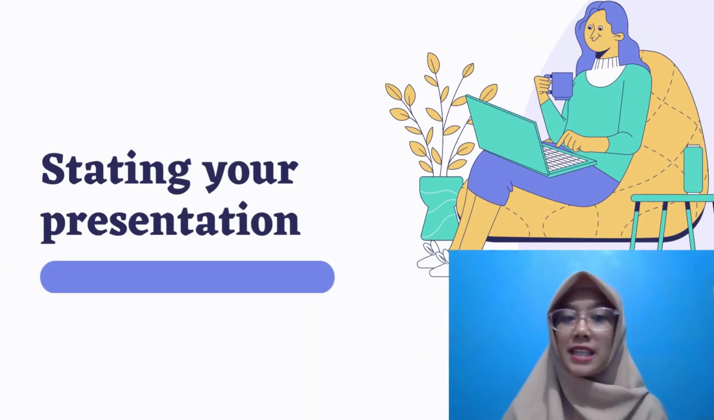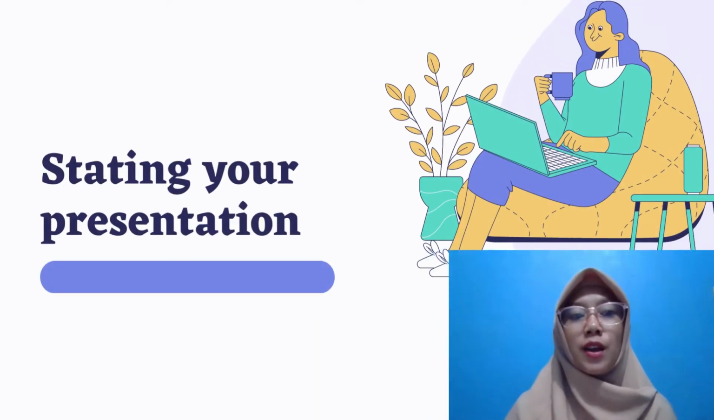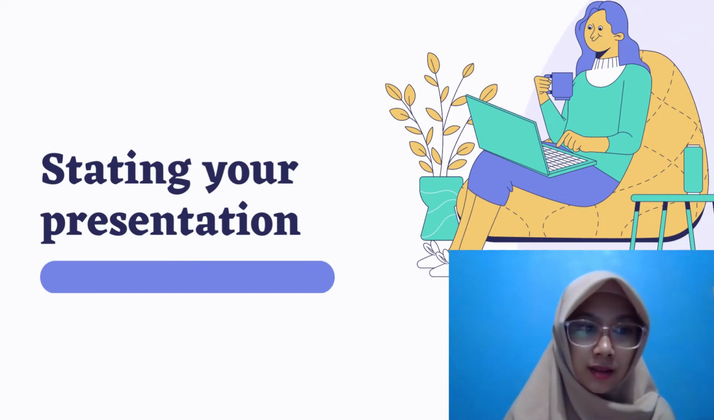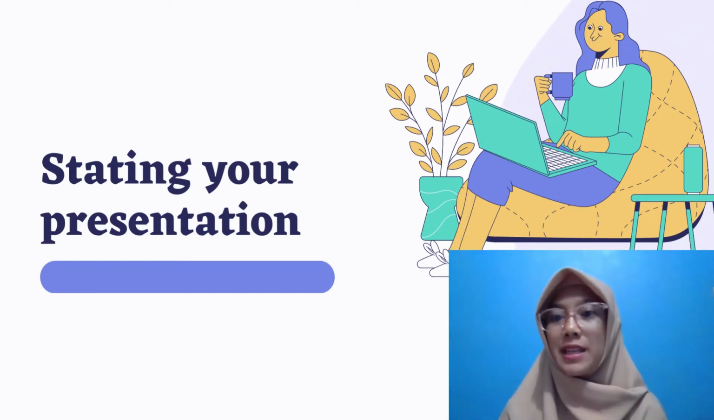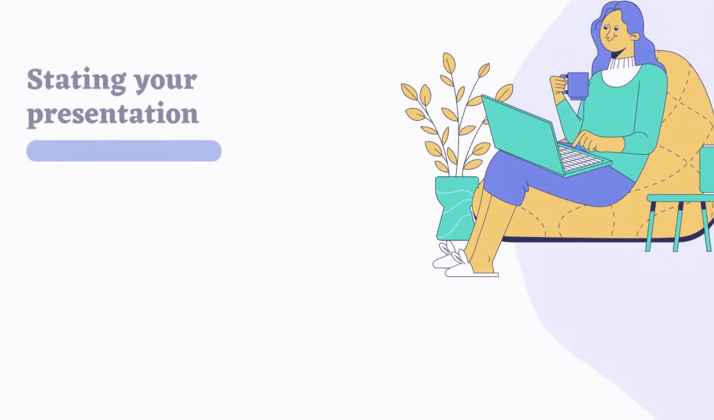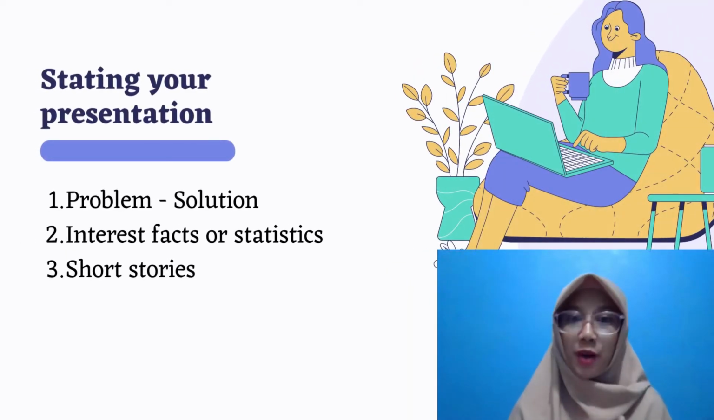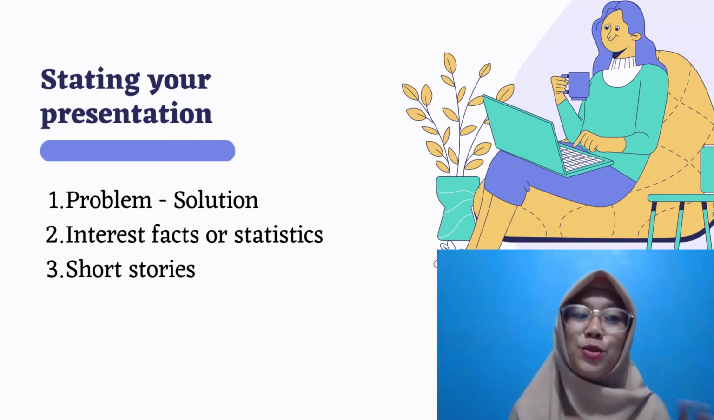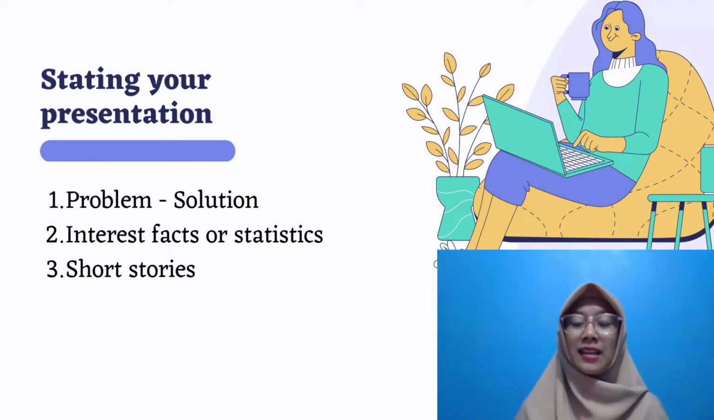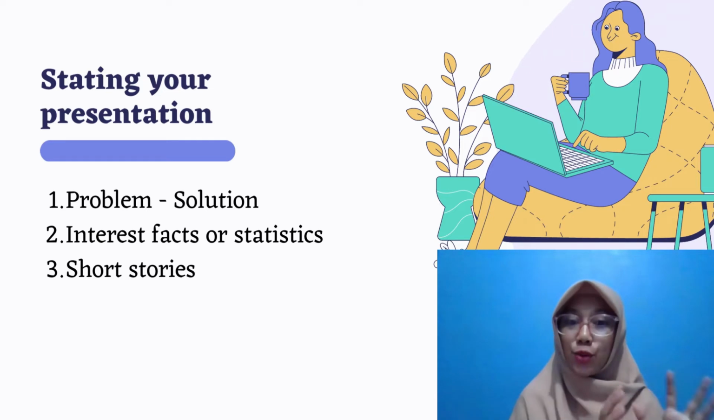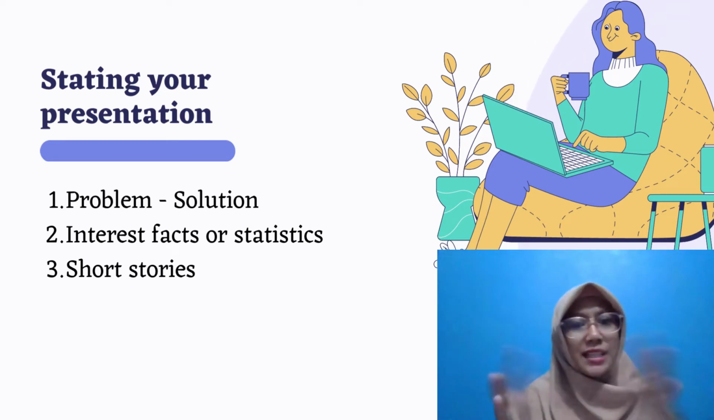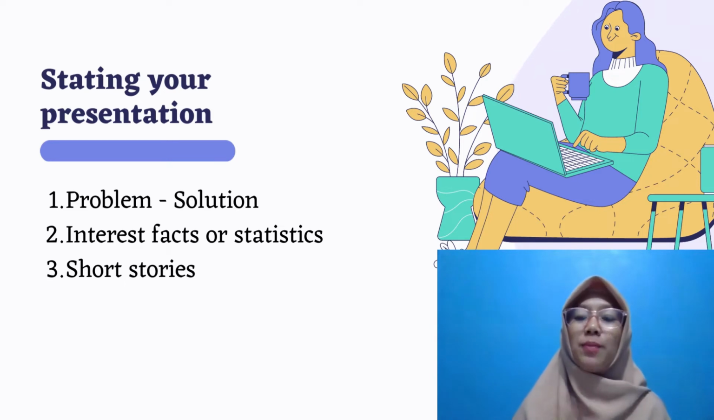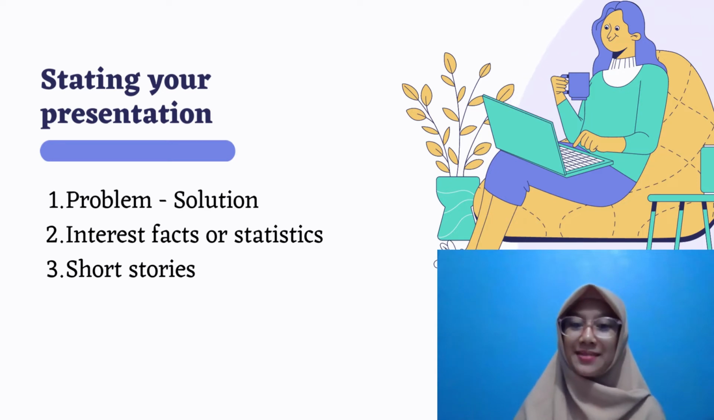To make the audience interested in your presentation, you have to state your presentation well, and your presentation must be clear. You can start by showing the problem related to your topic, and you have to give some solutions. And then you can give interesting facts or statistics so it's clear. And you may give short stories to engage your audience in your presentation. It's something interesting.